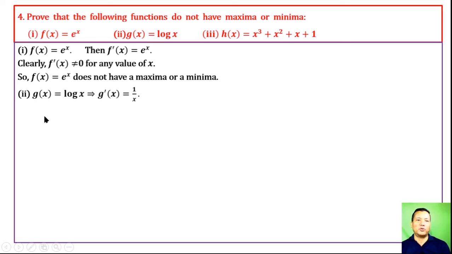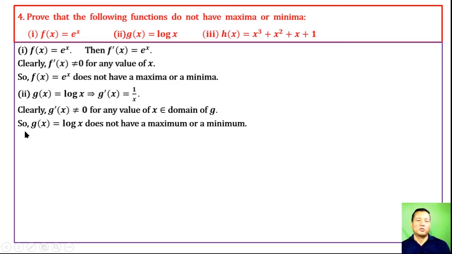For Roman number 2, g(x) is log x, whose derivative is 1 by x. Clearly g'(x) does not equal 0 for any value of x belonging to the domain of g. So g(x) equal to log x does not have a maximum or a minimum.